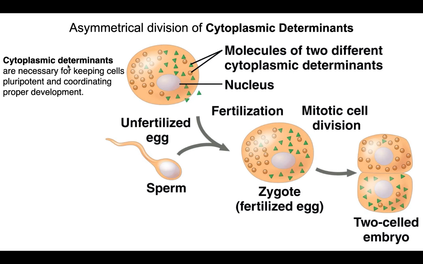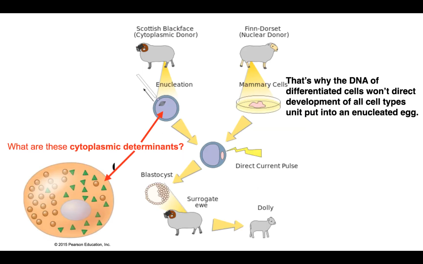And these cytoplasmic determinants align within the zygote asymmetrically, such that when that zygote begins to divide, some of those cytoplasmic determinants go into one cell and others go into another. And that's sort of the beginning. Now, these cells are still very pluripotent. They can still go on to develop into lots and lots of different cell types, but we have at least the beginnings of asymmetry. Now, let's get back to here.